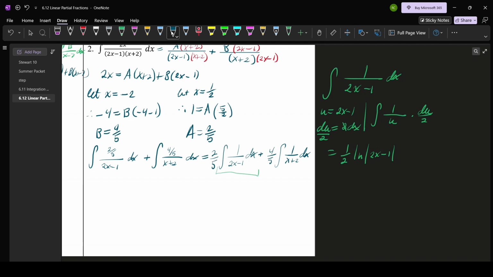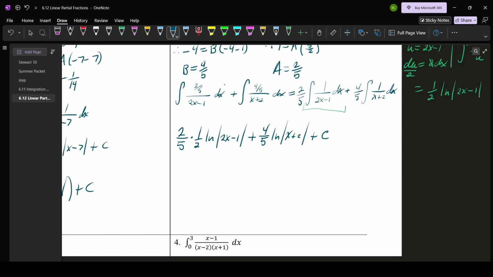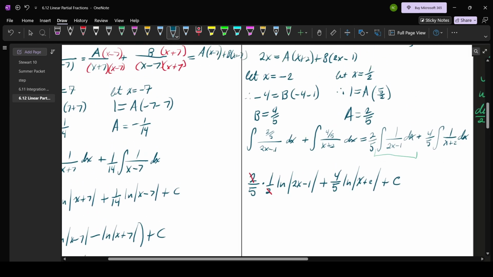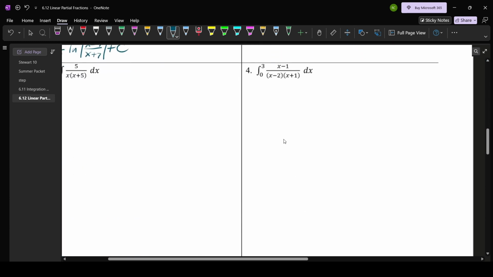So we can bring that on back here to get our final answer, 2/5 times 1/2 natural log absolute value of 2x minus 1 plus 4/5 natural log of absolute value of x plus 2 plus c. Okay, so all they did in the answer key was they simplified this here and changed this into a 1/5. Okay, so that's how you solve the indefinite integrals using partial fraction decomposition.